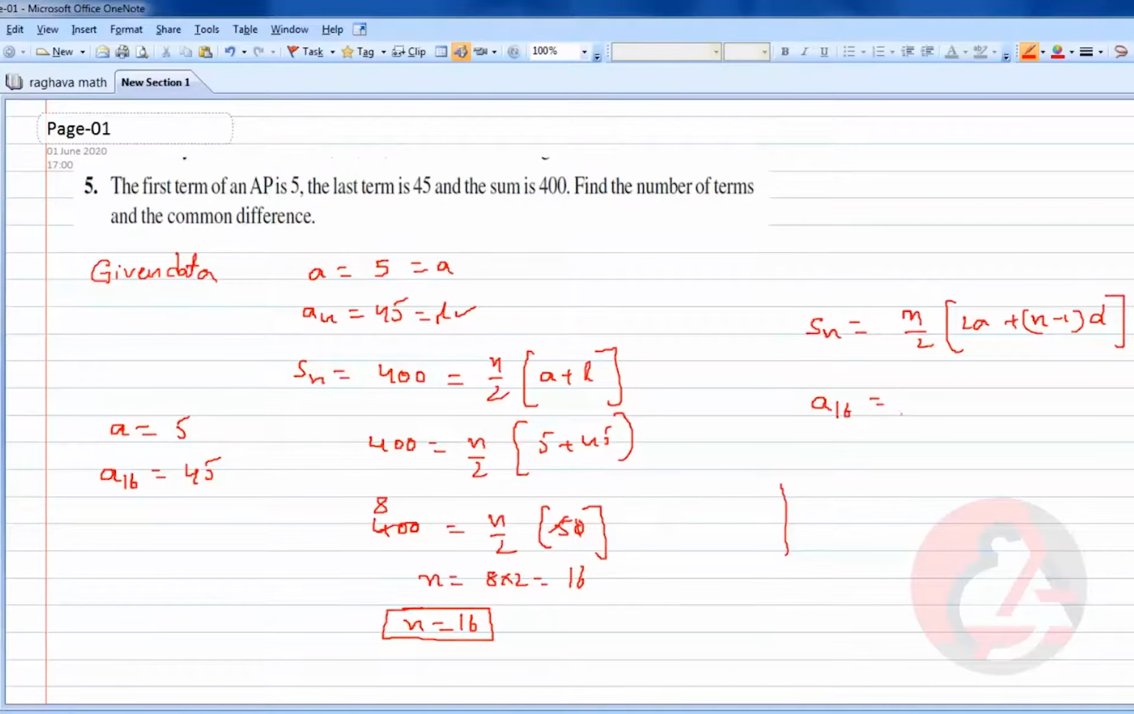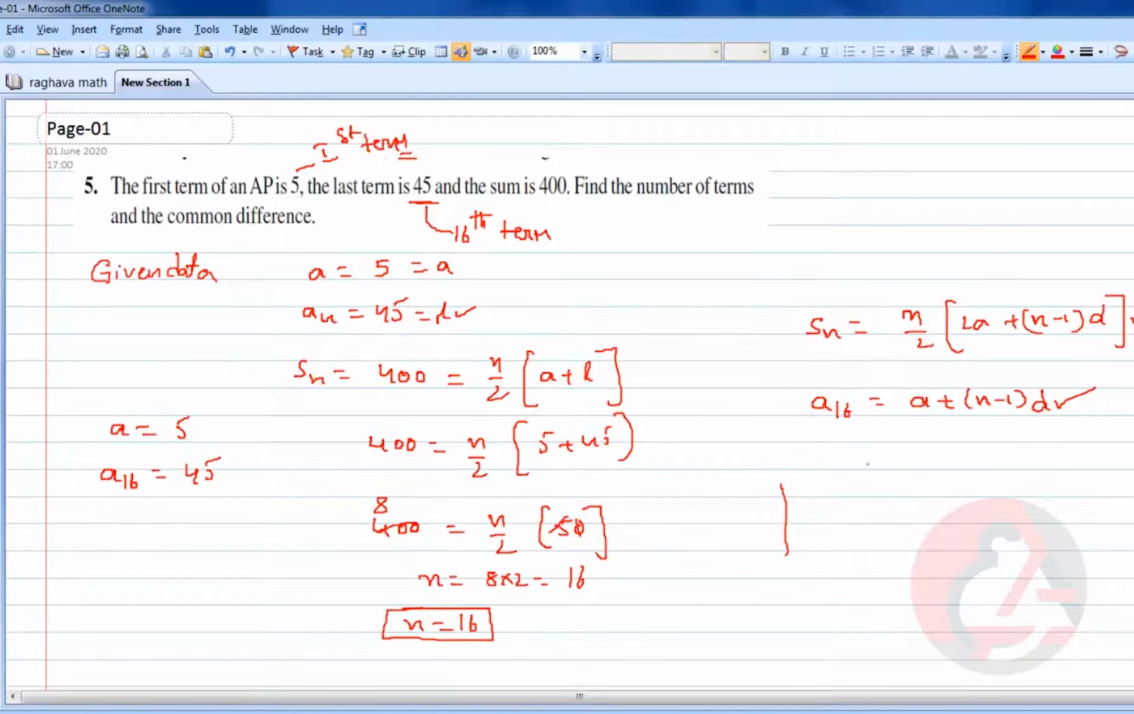A16 formula. How can we find out the 16th term? A plus n minus 1 into d. See here, you can connect to anything. You already found out this value is the 16th term, and this is the first term. So using the first term alone, it is not possible to find out the common difference. Some other term is required. So either you can use the Sn formula, or you can use the nth term formula. So I'm using the nth term formula.